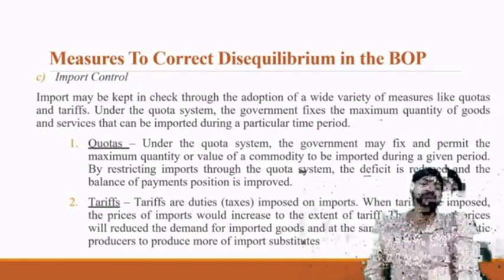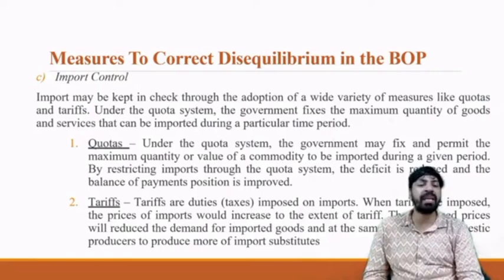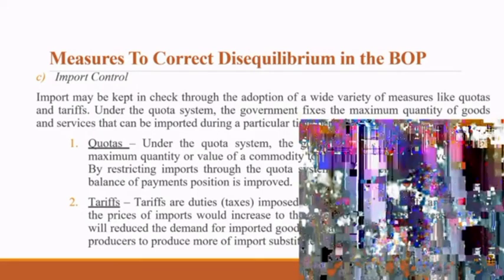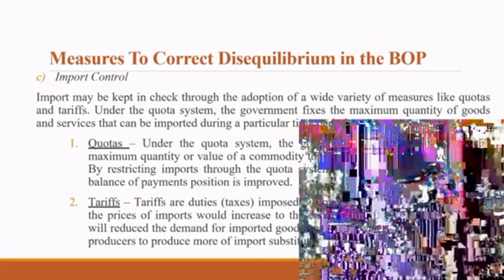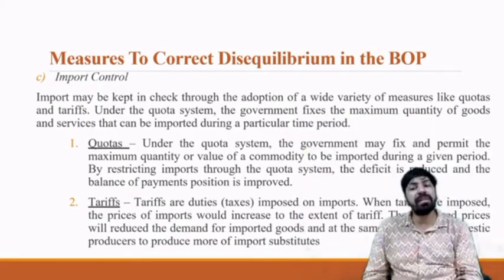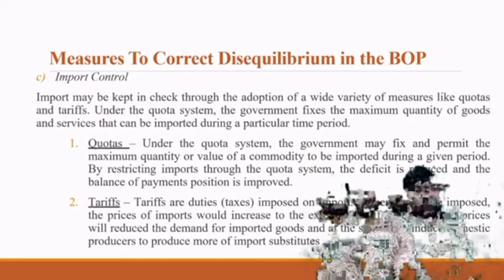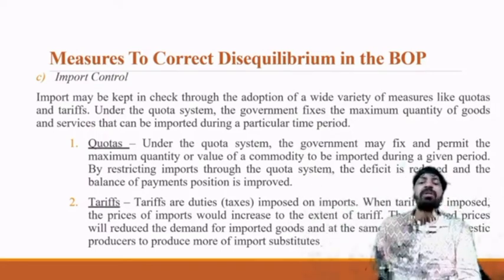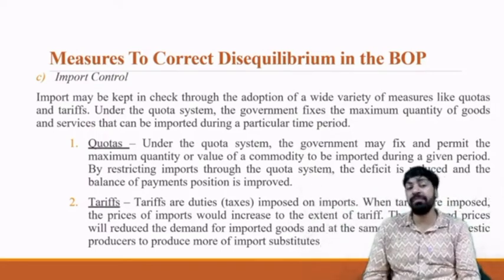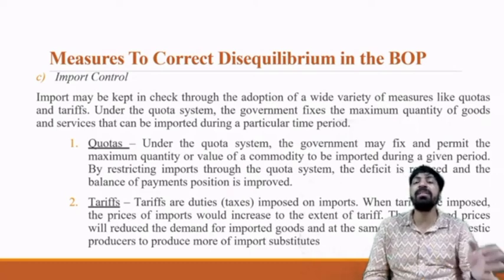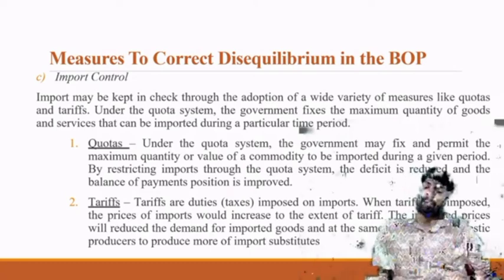Import control can be done in two ways: quotas and tariffs. Under the quota system, the government fixes and permits the maximum quantity or value that can be imported during a particular period. So by restricting imports through quotas, the deficit can be reduced and the balance of payment situation can be improved.